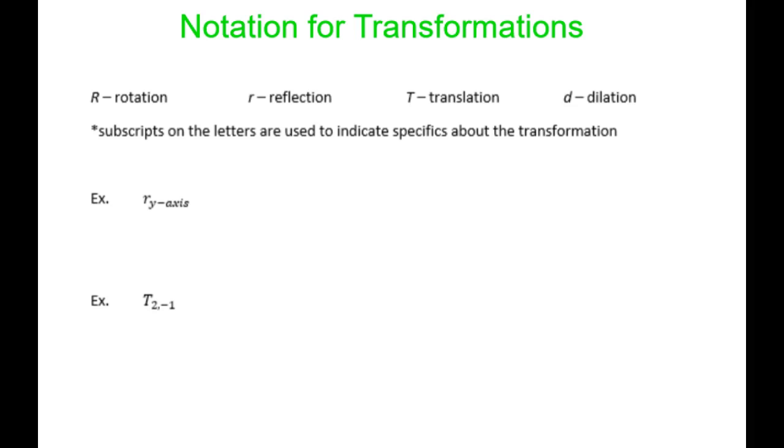So now we're going to talk about the notation we can use to represent some of these transformations. Rotations, we didn't deal with those. Earlier in the year we talked about reflection, translation, and dilation, which is changing the size. So we're just going to look at some of the notation. The subscripts on the letters are used to indicate specifics about the transformation, so whether we're going left or right, whether we're reflecting it across the x-axis or the y-axis, those things.